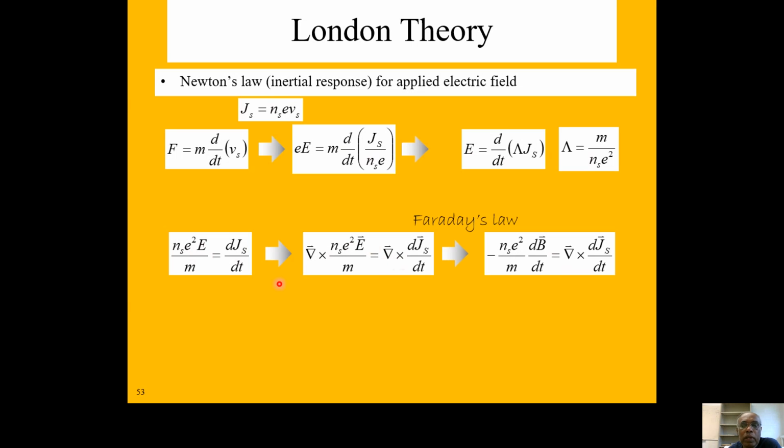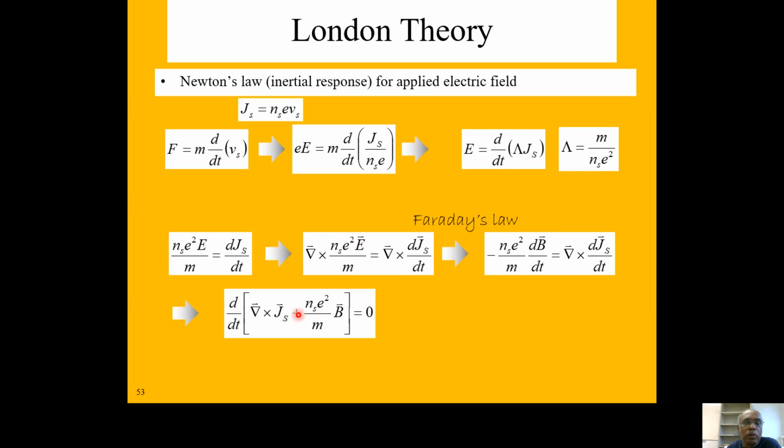This part is a constant, ns e squared over m. Then grad cross E is Faraday's law, right? That is minus dB over dt. That is simple. Now both sides are with respect to time, so I can take d over dt common. This is d over dt of grad cross Js plus ns e squared over m times B.